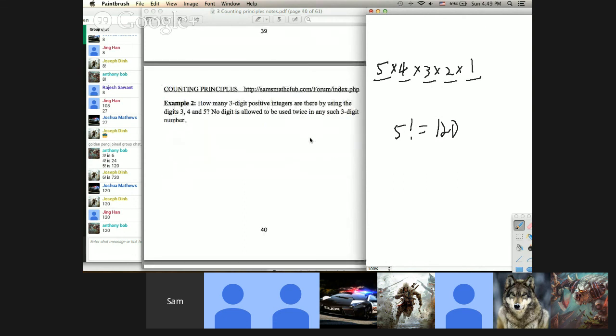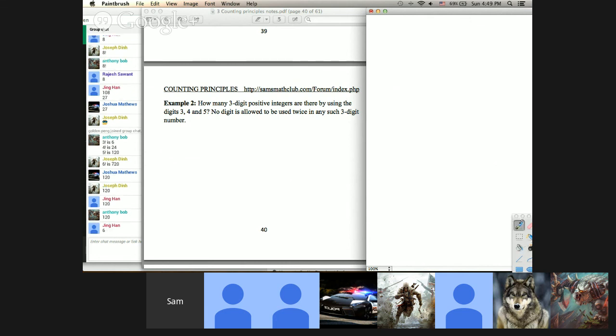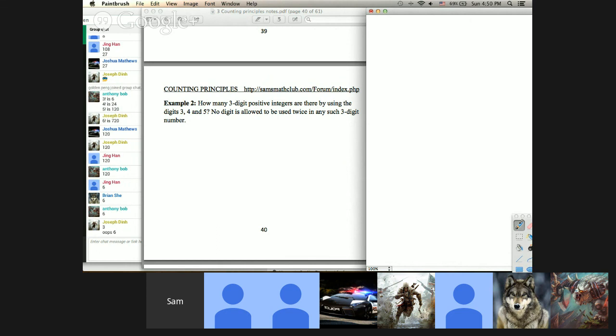Okay, let's try example number 2. How many 3-digit positive integers are there that you can create using the digits 3, 4, and 5, if you can't use any of the digits twice?